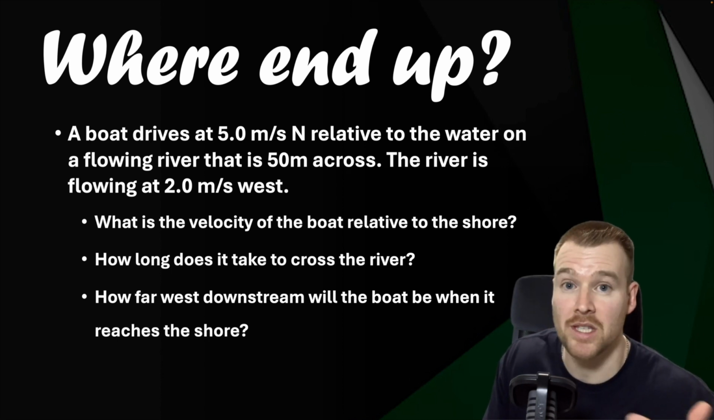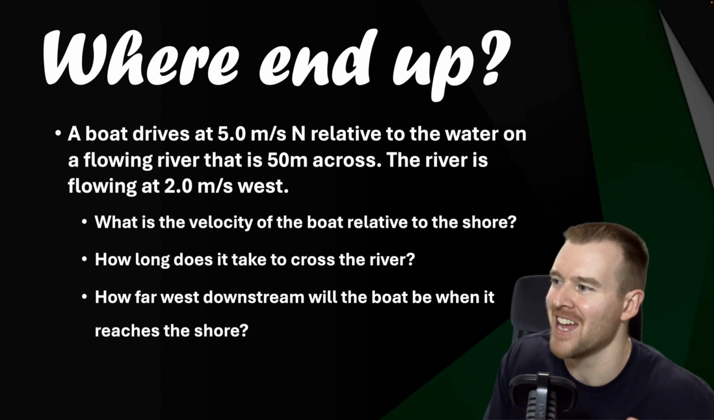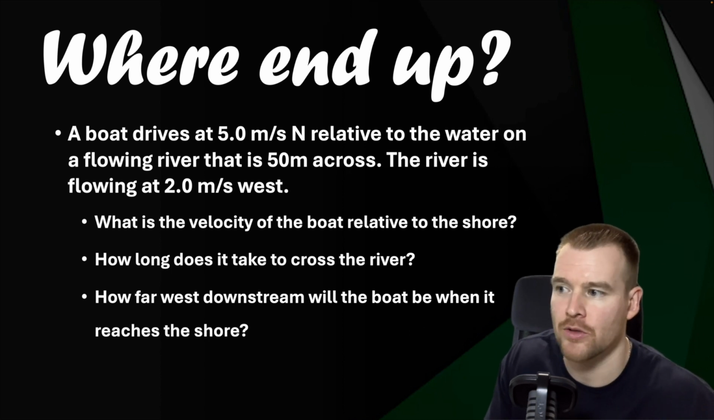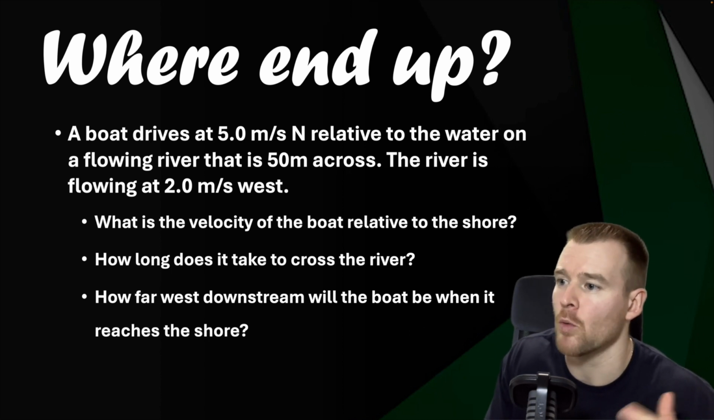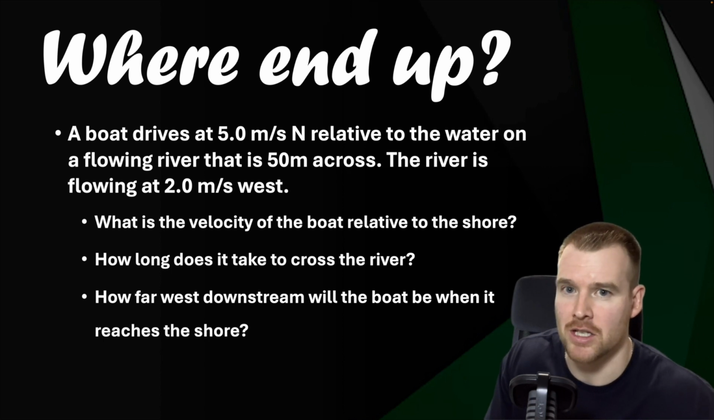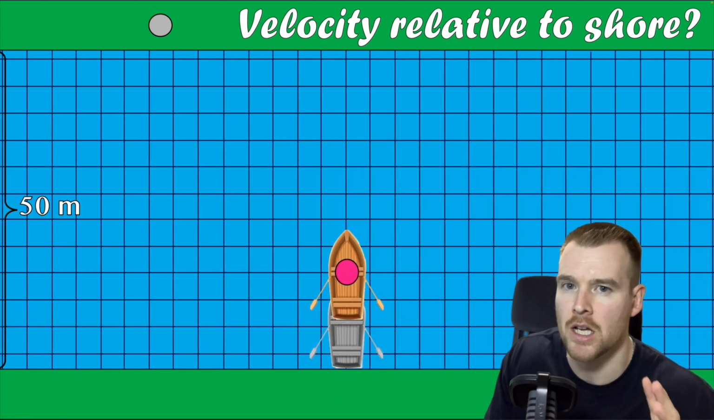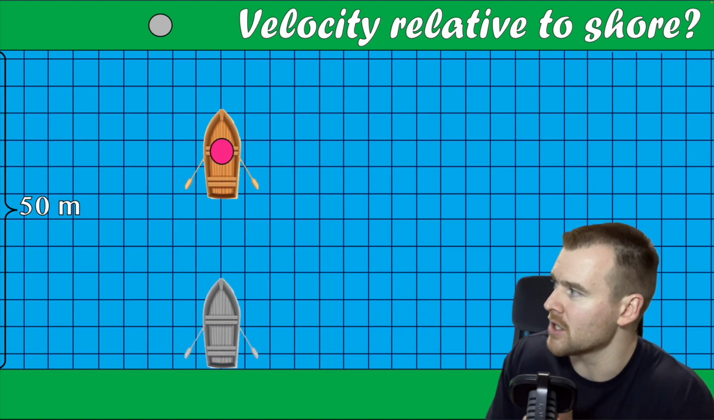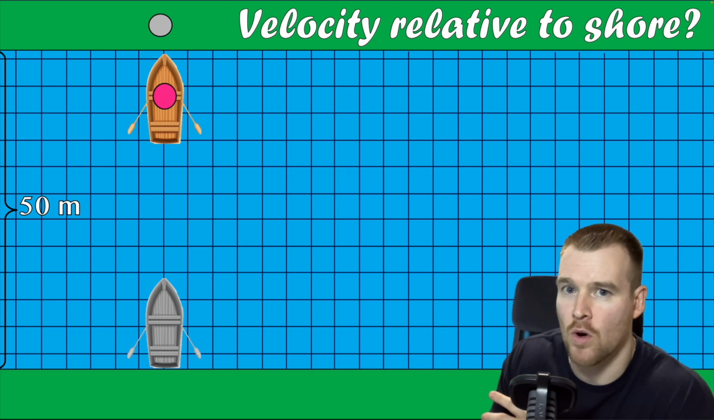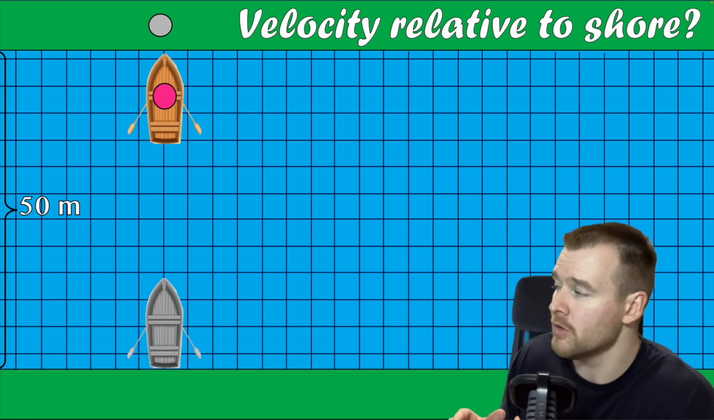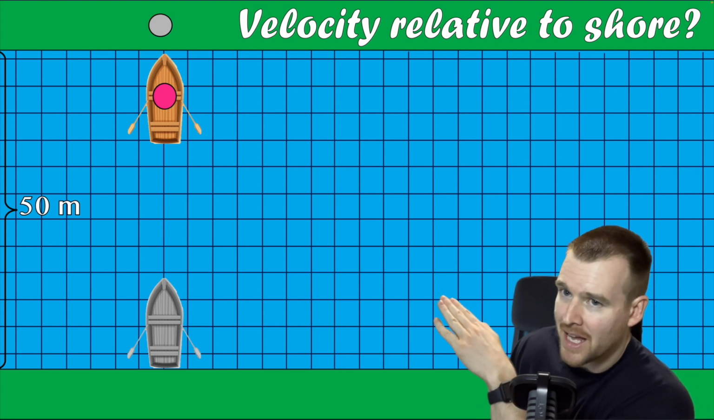What's the velocity of the boat relative to the shore? That's why we talked about relativity at the start. How long does it take to cross the river, and how far west or downstream will the boat end up when it reaches the shore? Let's start with the first one, looking at the velocity relative to the shore. So remember, this is how the boat is going to move, and relative to the shore means relative to something stationary. So compared to someone not moving, they're traveling up at that angle.